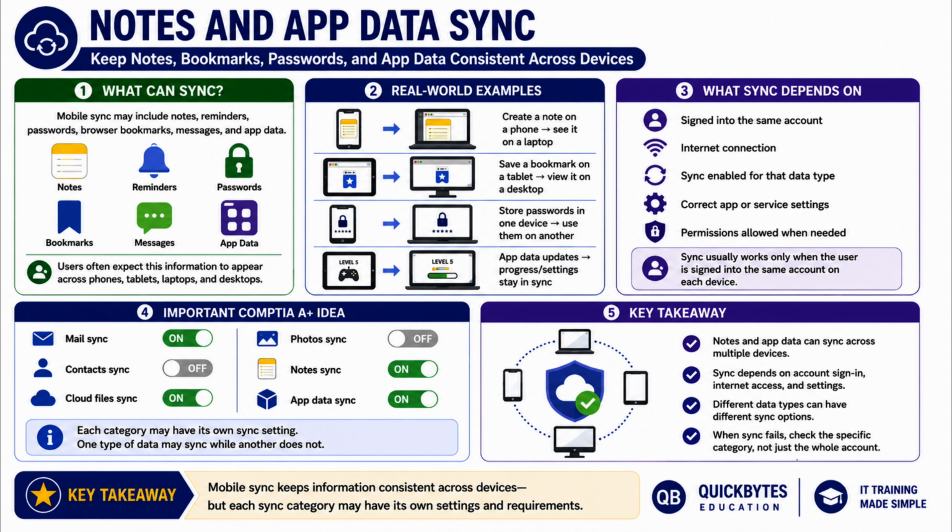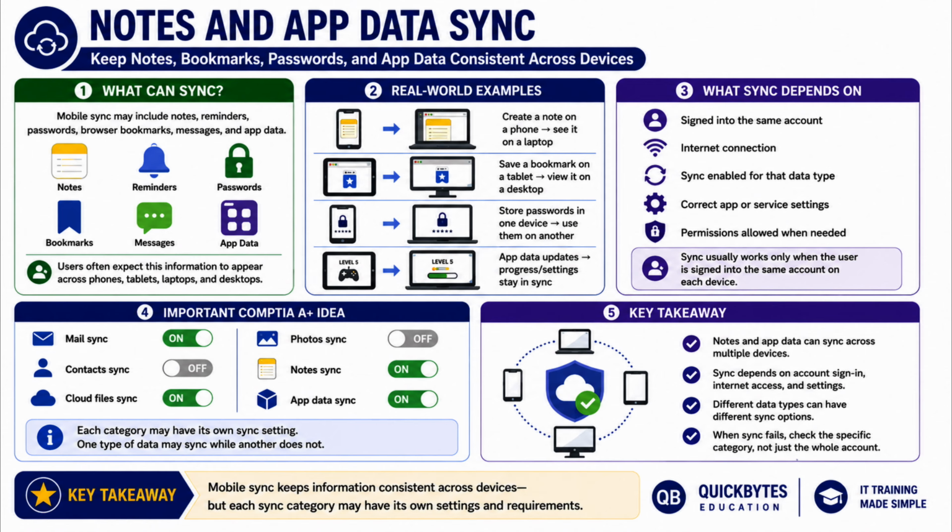Mobile sync may also include notes, reminders, passwords, browser bookmarks, messages, and app data. For example, a user might create a note on a phone and expect it to appear on a laptop, or save a browser bookmark on a tablet and expect it to appear on a desktop. This usually depends on signing into the same account and enabling sync for that specific data type.